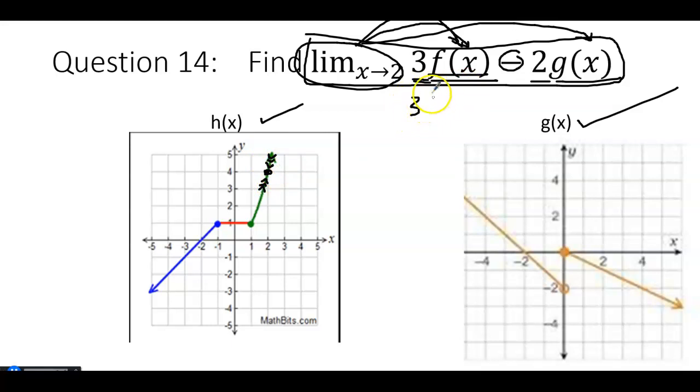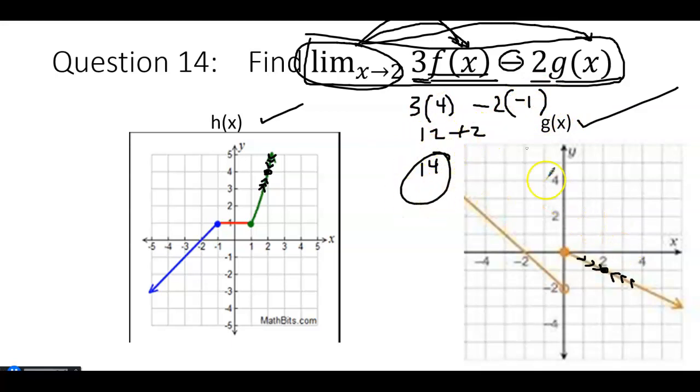So this is going to be 3 times 4. Minus, now let's do the next one, 2 times the limit of g of x as x approaches 2. So here's where x equals 2. And as you can see, whether I'm approaching from the left or from the right, they're both landing at the same spot, which has a y value of negative 1. And so now all I need to do is just calculate this. So this is 12 plus 2, which is 14, and there's my final answer.